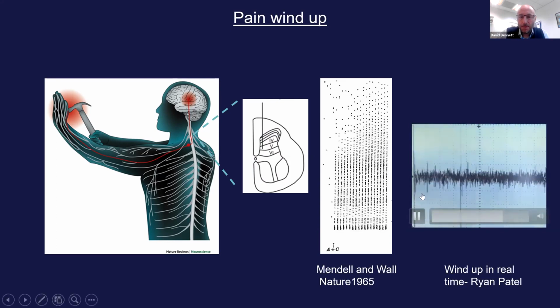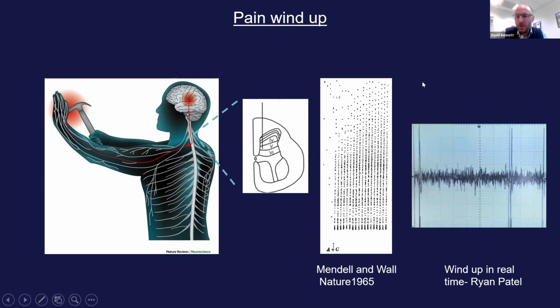I think you can agree that's wind-up happening in real time. You could see as that train of stimuli went on, each individual stimulus to the periphery was the same, but you're getting a progressive increase in the response of the dorsal horn neurons to that input. And that is spinal cord wind-up at an electrophysiological level, and you can see why we think that might nicely link to perceptual wind-up in humans. So now we could start trying to explore that using animal models.